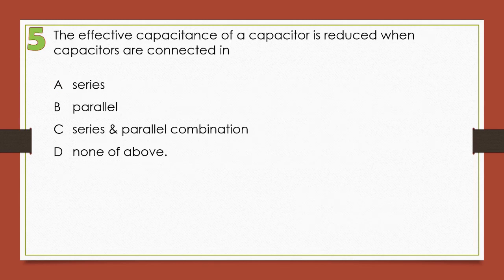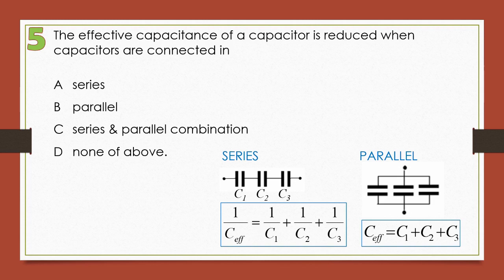Question number 5. The effective capacitance of a capacitor is reduced when the capacitors are connected in? So we need to check the series and parallel arrangement and how to calculate the effective capacitance. So referring to the equation for the effective capacitance for series and parallel, we know that the calculation for the series combination will reduce the capacitance of the capacitor in the circuit. So the answer is series combination, series connection.